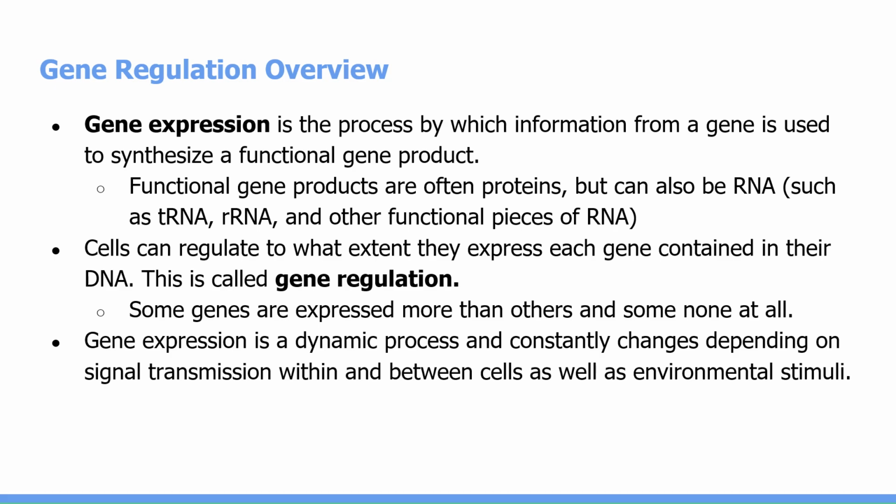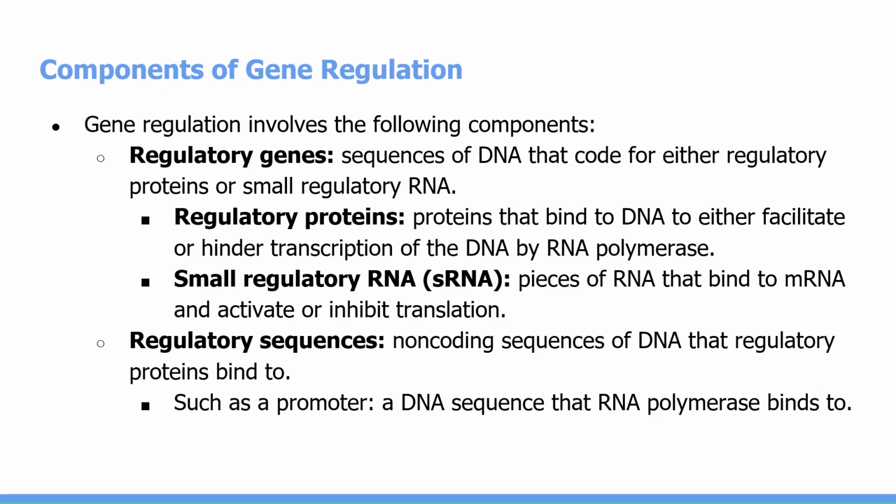So a cell can actually regulate to what extent it expresses the genes contained in the DNA, and this is called gene regulation. Some genes are expressed more than others, and some not at all. Again, this all depends on the signal transmission within and between cells and even the environment. These are the important components of gene regulation.